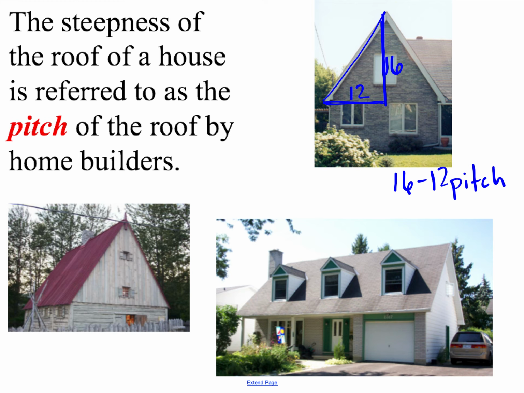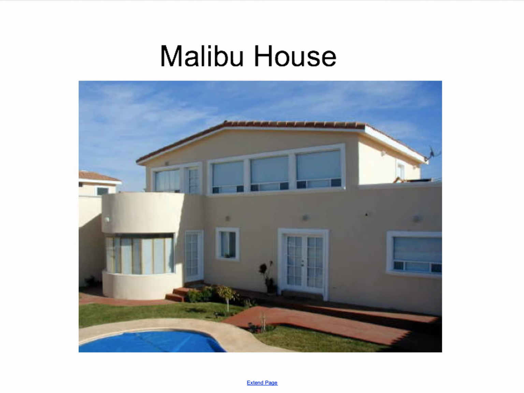So around here in this local area, most roofs are going to be pretty close to a 4-12 pitch, and there are some roofs that are a lot steeper than that, but 4-12 is a really common pitch. Here's an example of the Malibu house. It's got a fairly shallow pitch. It looks like for 12 feet of run, it probably only has about 2 feet of height. So this would be a 2-12 pitch.